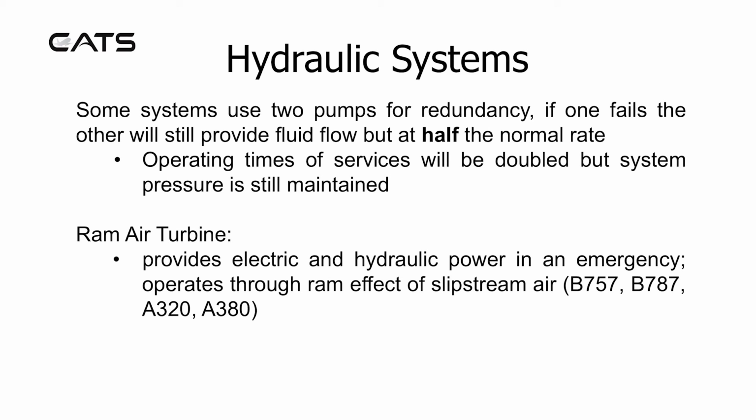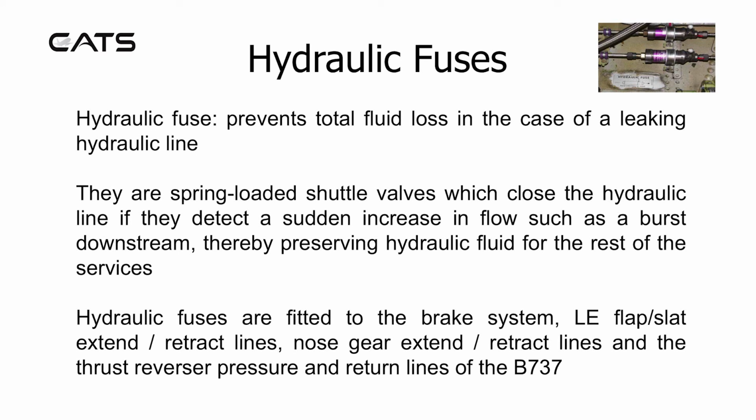The ram air turbine. This provides electric and hydraulic power in an emergency. It operates through ram effect of slipstream air. Hydraulic fuses. A hydraulic fuse prevents total fluid loss in the case of a leaking hydraulic line. They are spring-loaded shuttle valves which close the hydraulic line if they detect a sudden increase in flow, such as a burst downstream, thereby preserving hydraulic fluid for the rest of the services. Hydraulic fuses are fitted to the brake system, leading edge flap slat extend retract lines, nose gear extend retract lines, and the thrust reverser pressure and return lines of the Boeing 737.